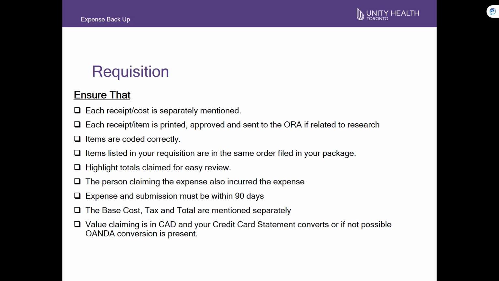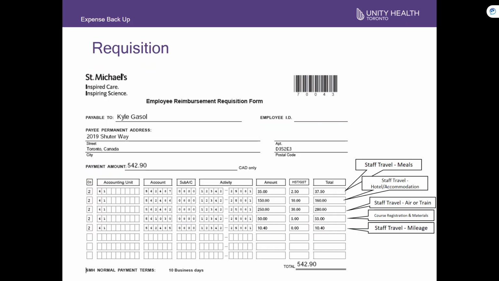The person claiming the expense also incurred the expense. Expense and submission must be within 90 days. The base cost, tax, and total are mentioned separately. The value claimed is in Canadian dollars, and your credit card statement converts it, or if not possible, a Oanda conversion is present. The following is an example of a completed requisition form.